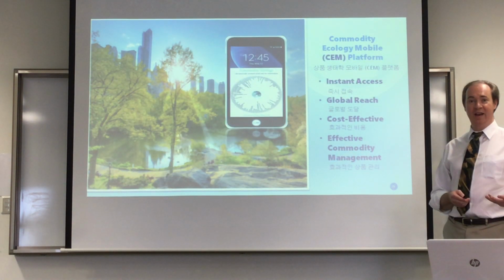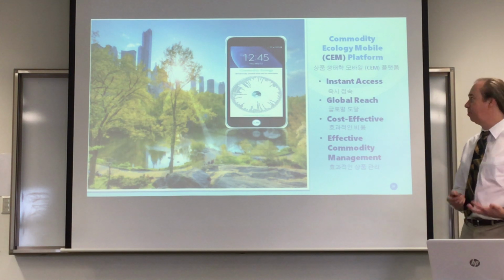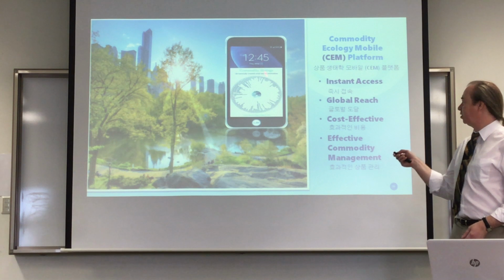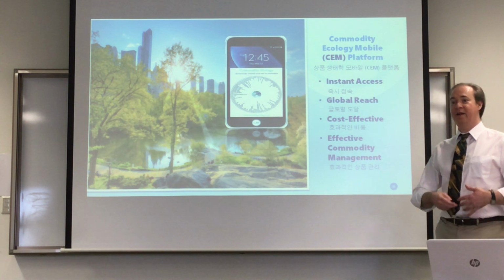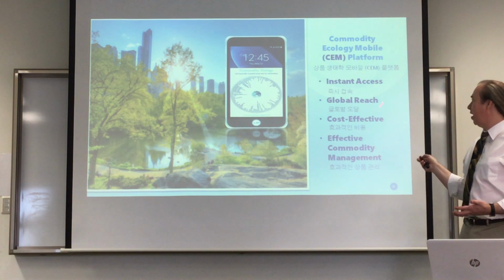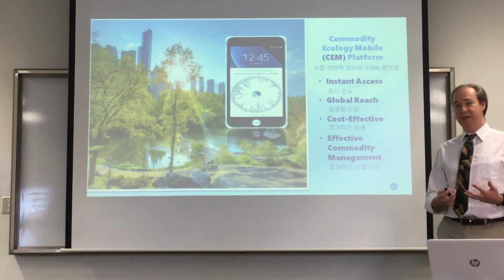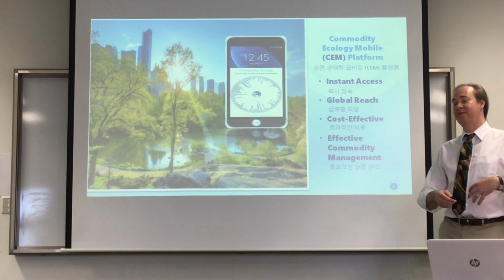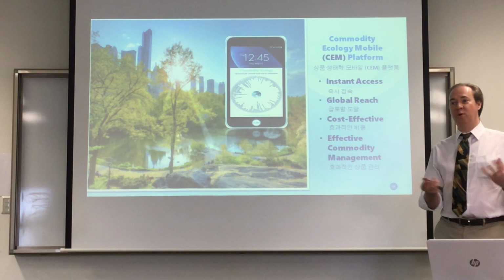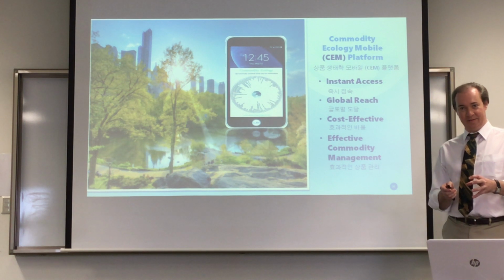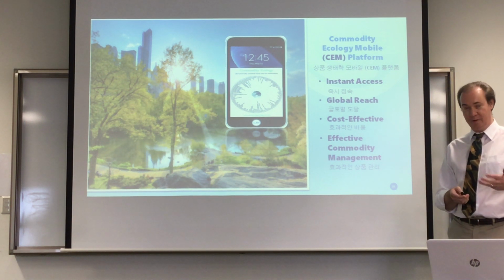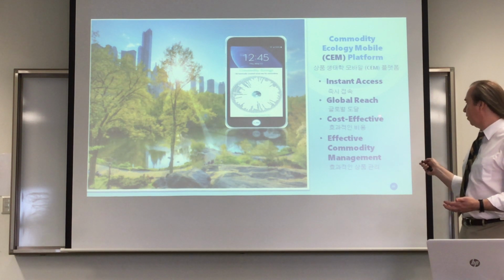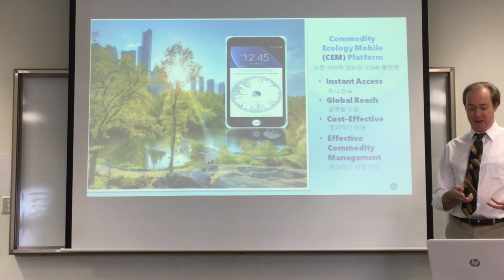This is one of the last slides. To summarize, the CEM platform gives you all of these things. You have instant access because you have access to 5 billion phones. And because you have access to 5 billion phones, you have the global reach. And you have the global reach not only on a global level of debate in a virtual community, but you have global reach across multiple real geographic regions for discussion about future sustainable goals. And that is obviously a very effective way for cost and for commodity management itself.